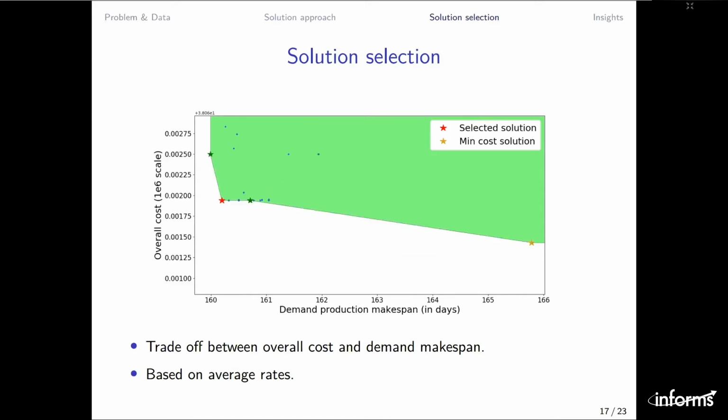If we zoom in, we observe that 4 efficient solutions were retrieved and are marked with a star. From this set, we mark our selected solution with a red star and the minimum cost solution with a golden star.